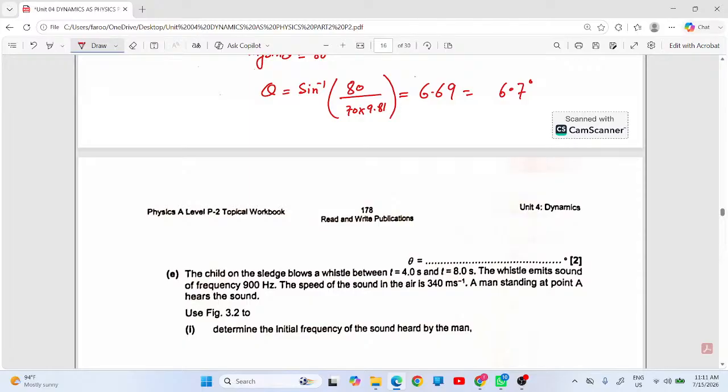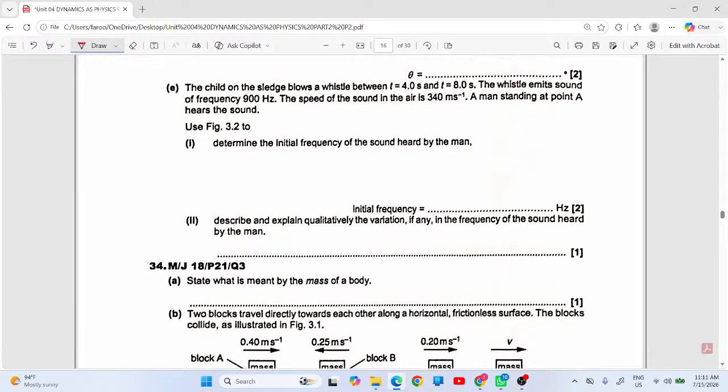नेक्स्ट क्वेश्चन. The child on the sledge blows a whistle between T4 and T8. The whistle emits sound of frequency 900 Hz. The speed of the sound in the air is 340. A man standing at point A hears the sound. Use figure 3.2 to determine the initial frequency of the sound heard by the man.